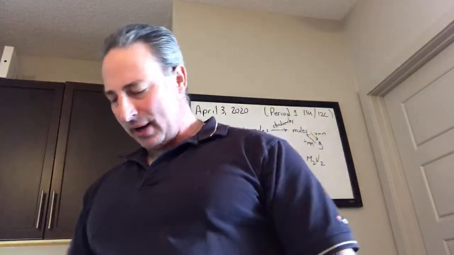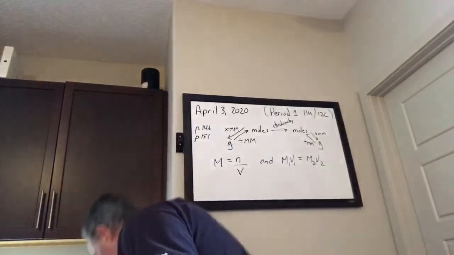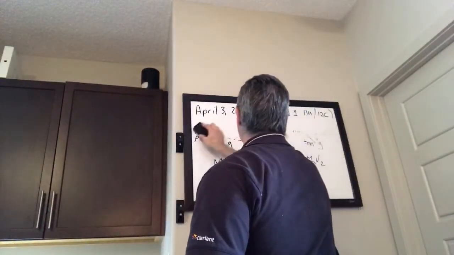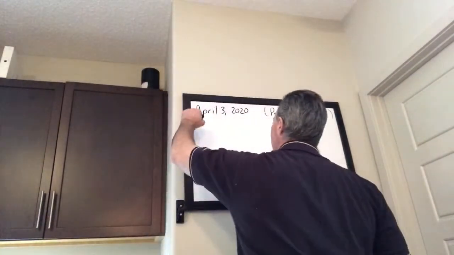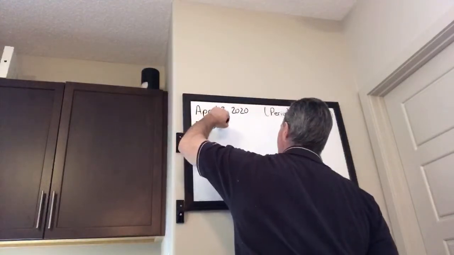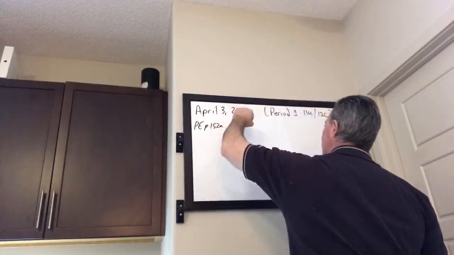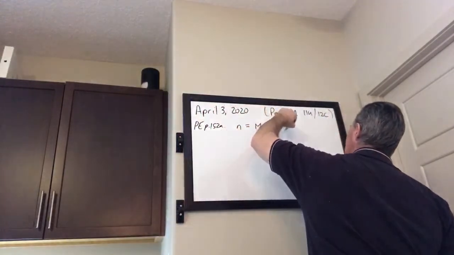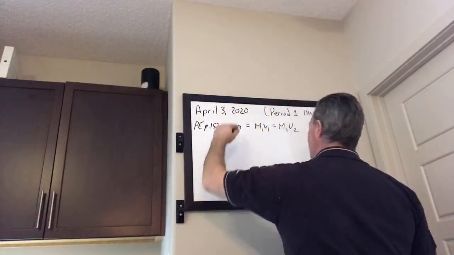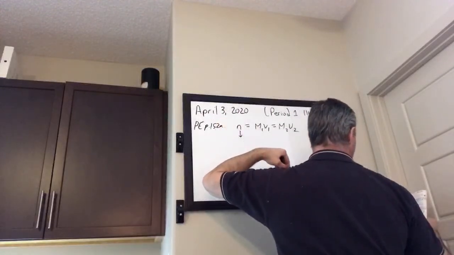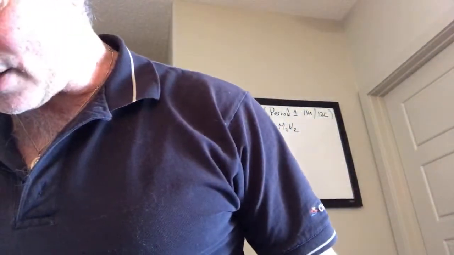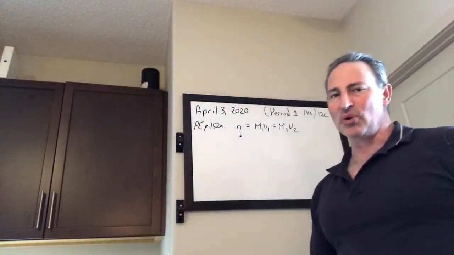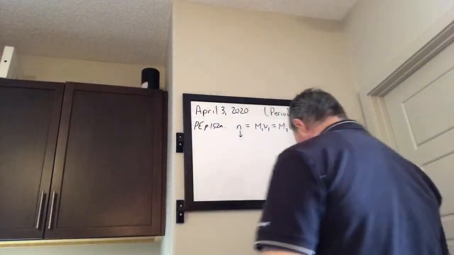So in part A, we're going to use n. Practice example on page 152A. It is appropriate to use n equals M1V1 equals M2V2. In this particular case, they give you a quantity: how many grams of NaOH are needed to neutralize 20 milliliters of 0.15. So to get to grams of NaOH, you have to get to moles of NaOH first.